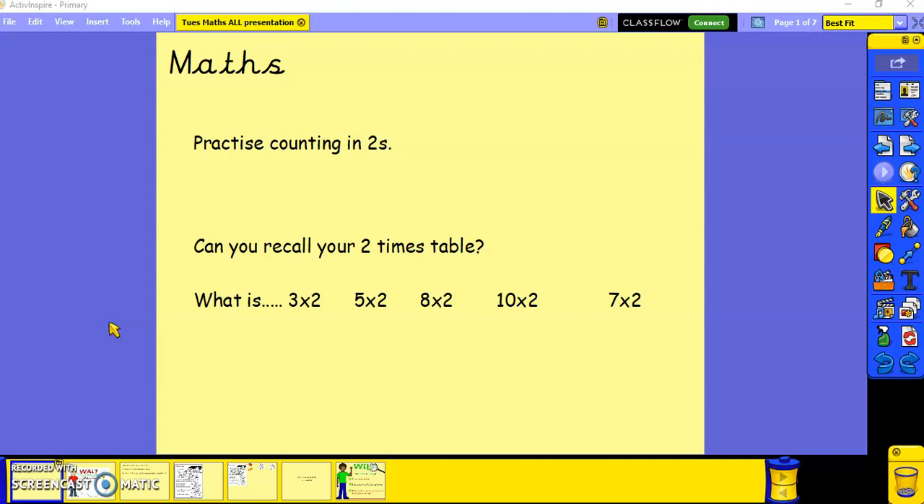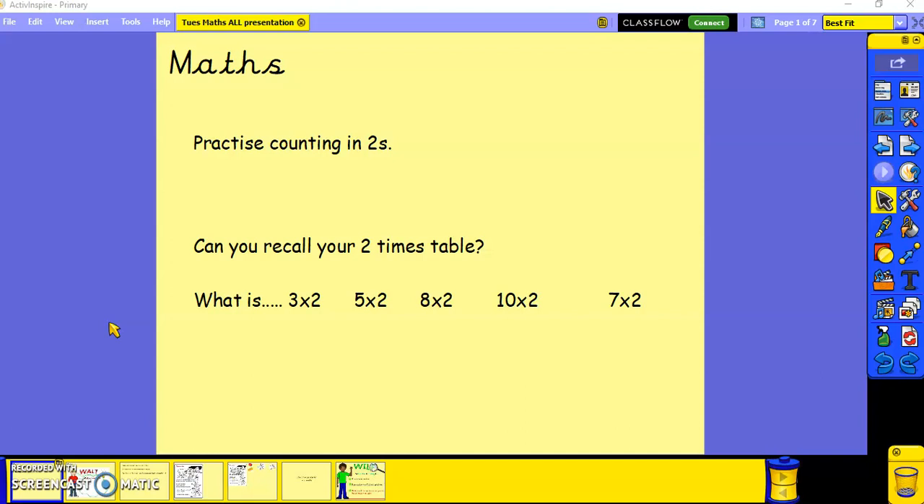So again today we are all going to be using the same video and we're going to start off with the warm-up of practicing counting in twos. You could practice counting in twos, you could write down your counting in twos sequence, you could practice saying them as your times tables. It is up to you how you want to practice to begin with, so pause the video and have a go.